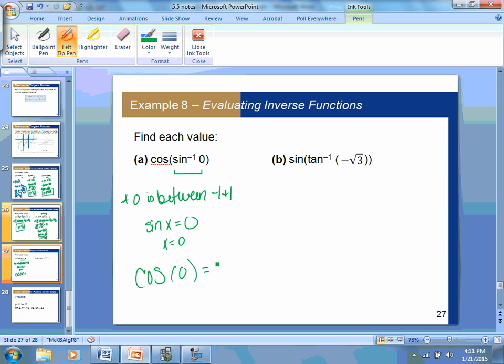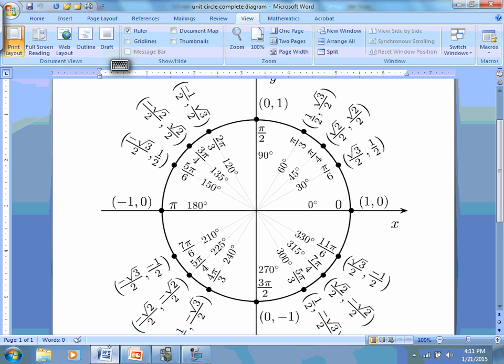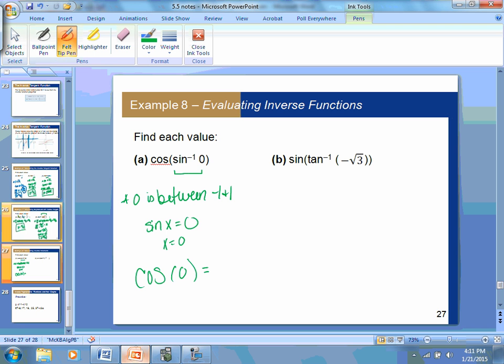Well, now I can just look at my unit circle. There's 0 degrees. The cosine of 0 is 1. So that was kind of fun. Okay, we had to apply our inverse function first, and then we did just a straightforward cosine function. Okay, so let's try that again for part B now. We'll get the tangent in there.